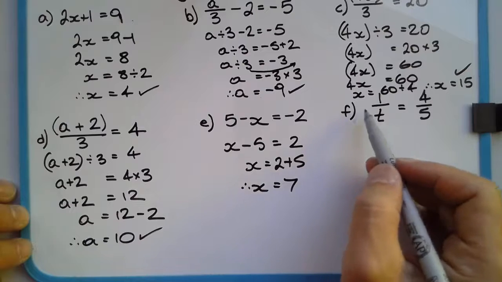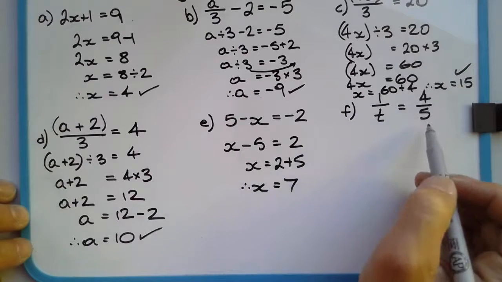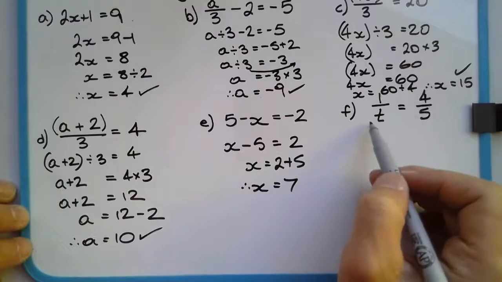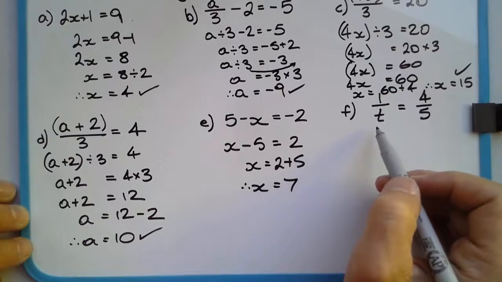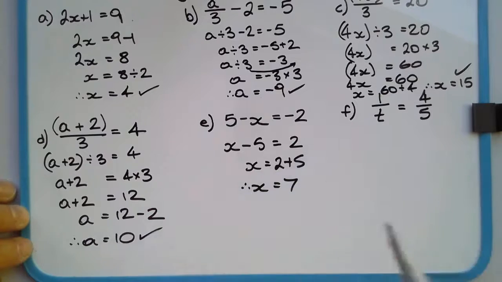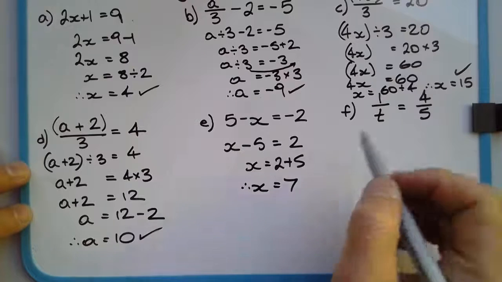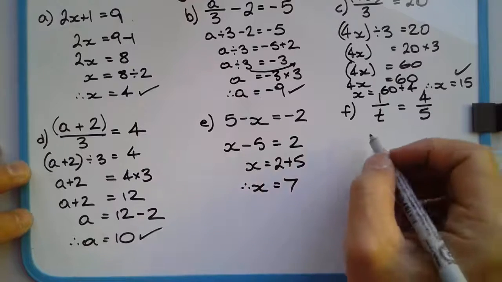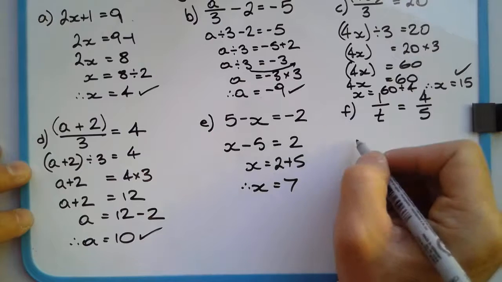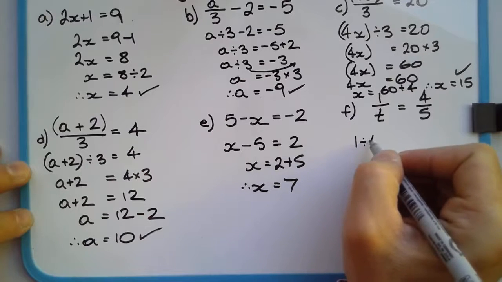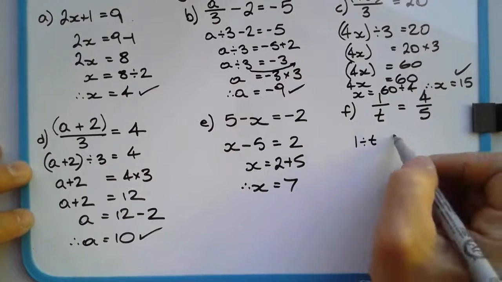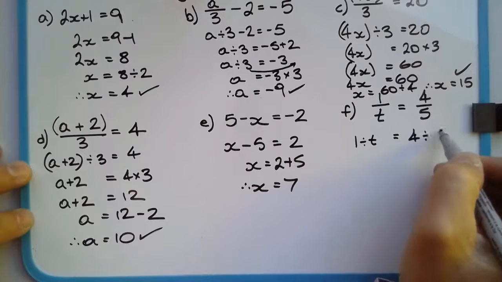Last one. So we've got 1 over t is equal to 4 over 5. Now we have a pronumeral that's in the denominator. This one's definitely one that you don't see as often, at least at this point in your mathematics journey, but they will come up at some point. But it's good to know how to do these, and it's actually not very difficult at all. What I'm going to do is write it as a division. So 1 divided by t is equal to 4 divided by 5.